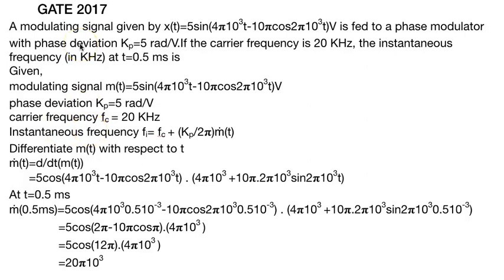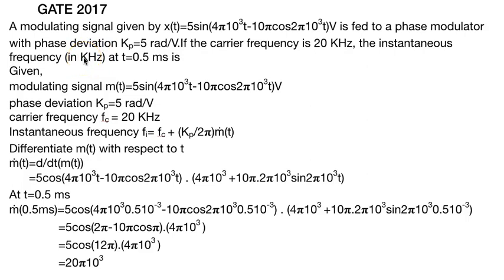It's very interesting. A modulating signal given by x(t) equals 5 sin(4 pi 10^3 t) minus 10 pi cos(2 pi 10^3 t) volts is fed to a phase modulator with a phase deviation k_p of 5 radian per volt, and if the carrier frequency is 20 kHz, the instantaneous frequency at t equals 0.5 milliseconds. You need to calculate the instantaneous frequency.